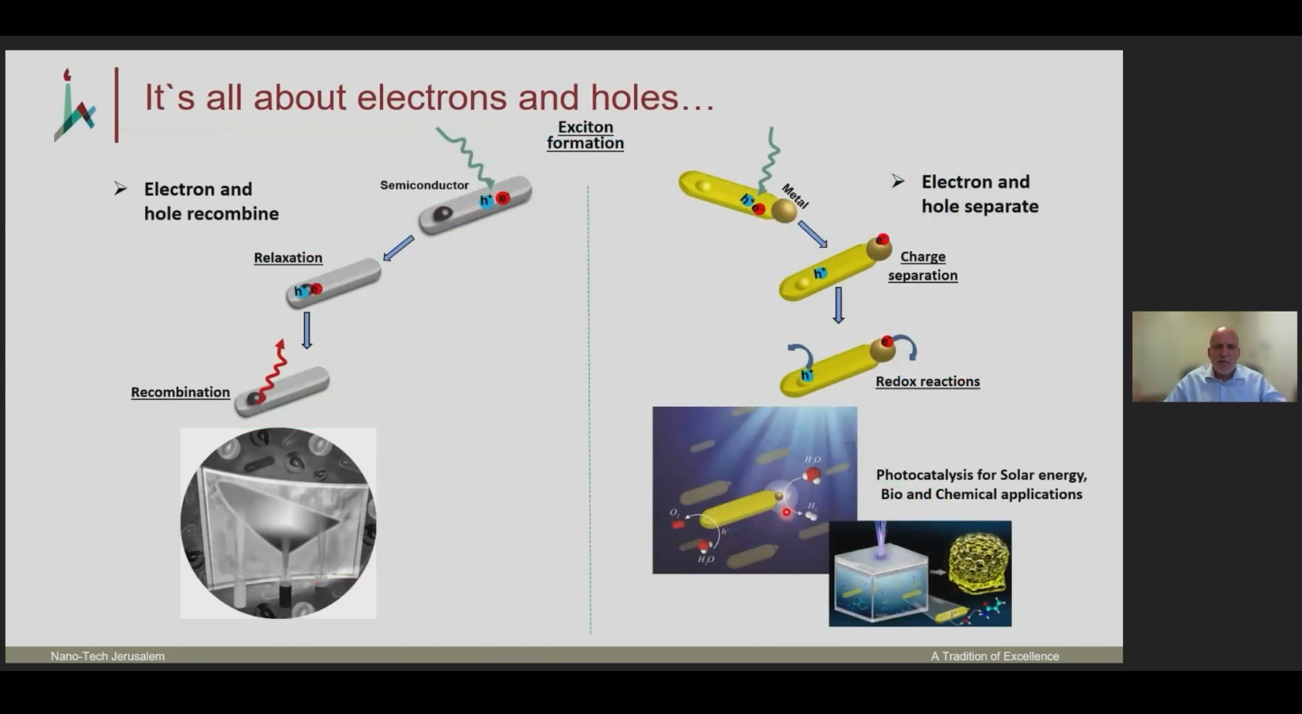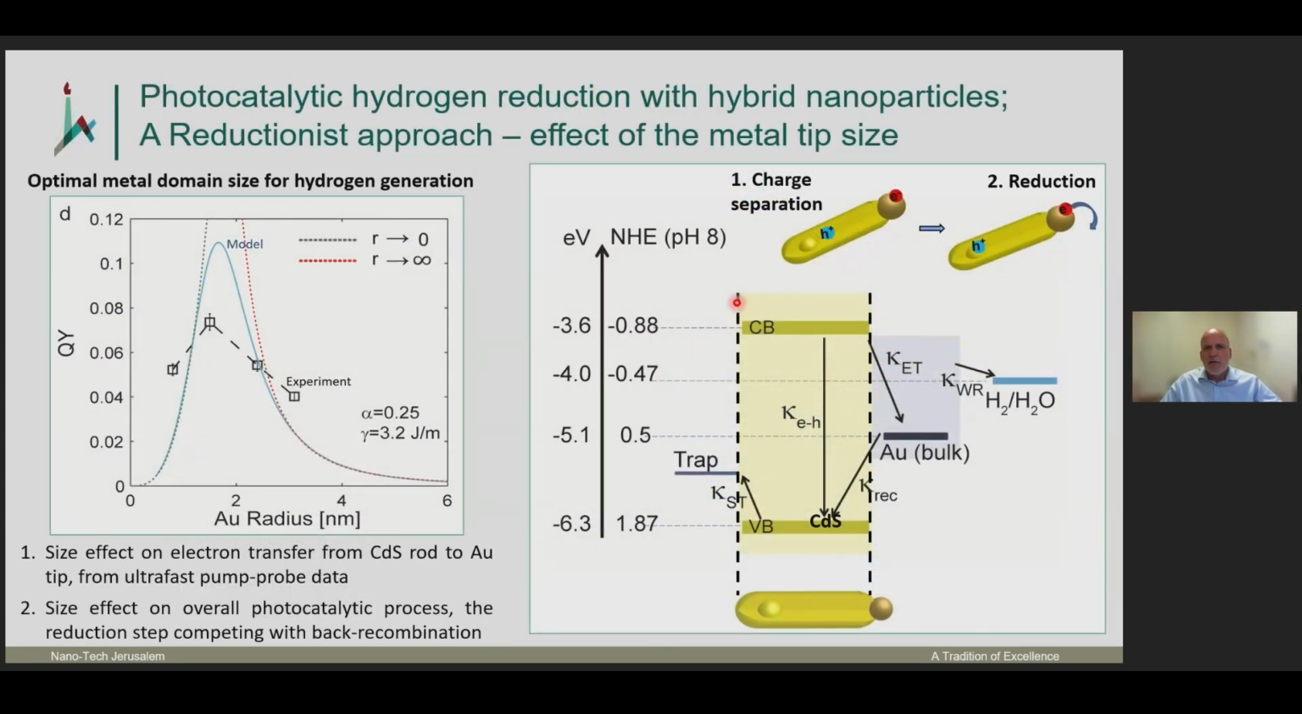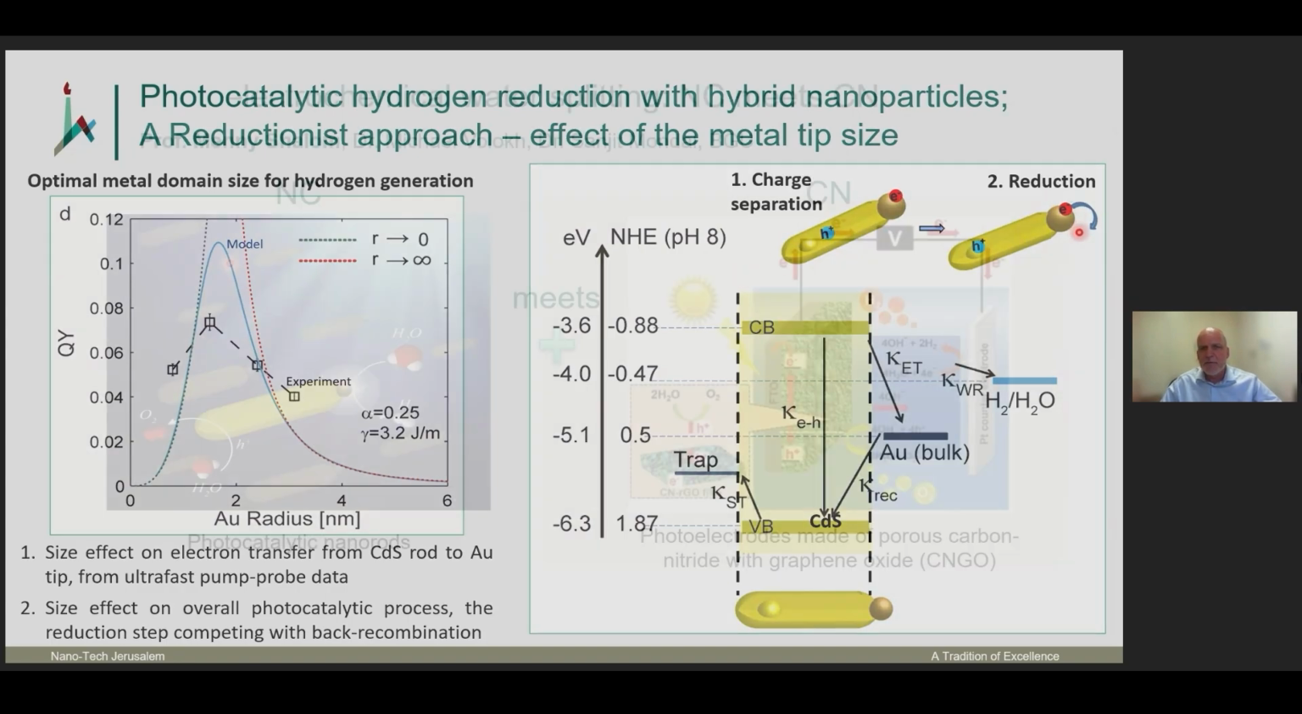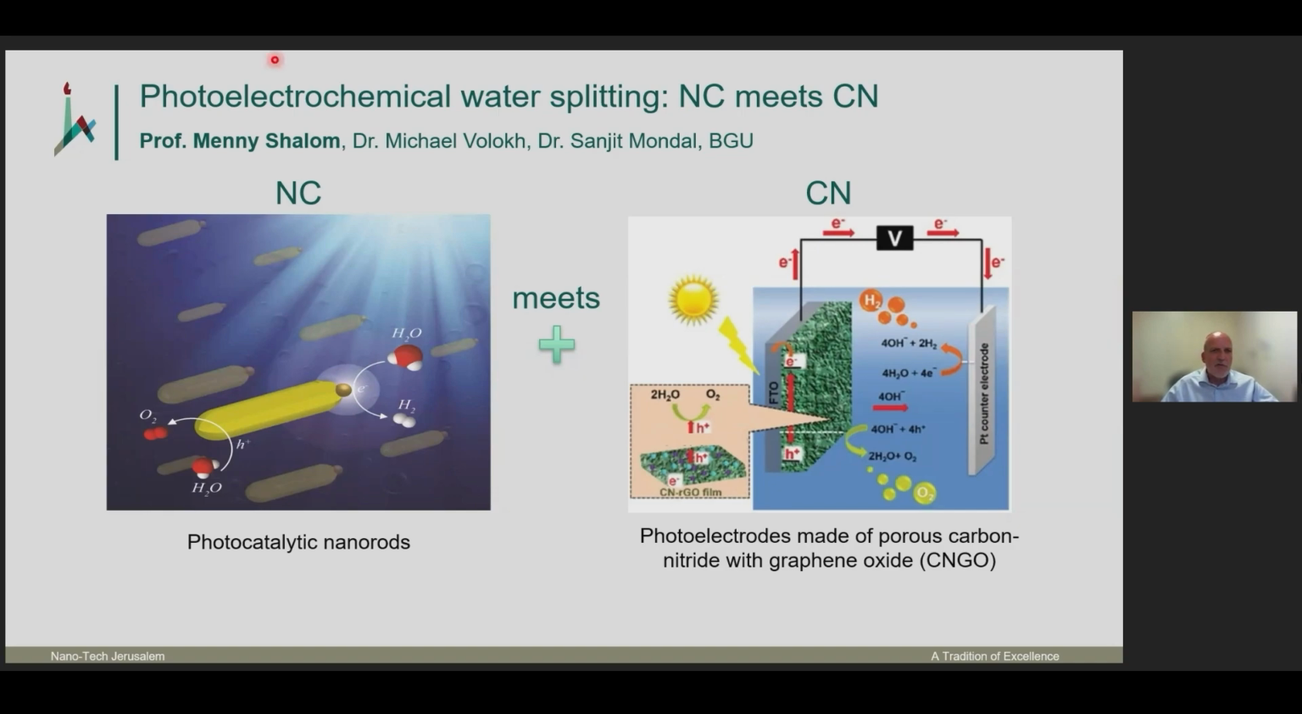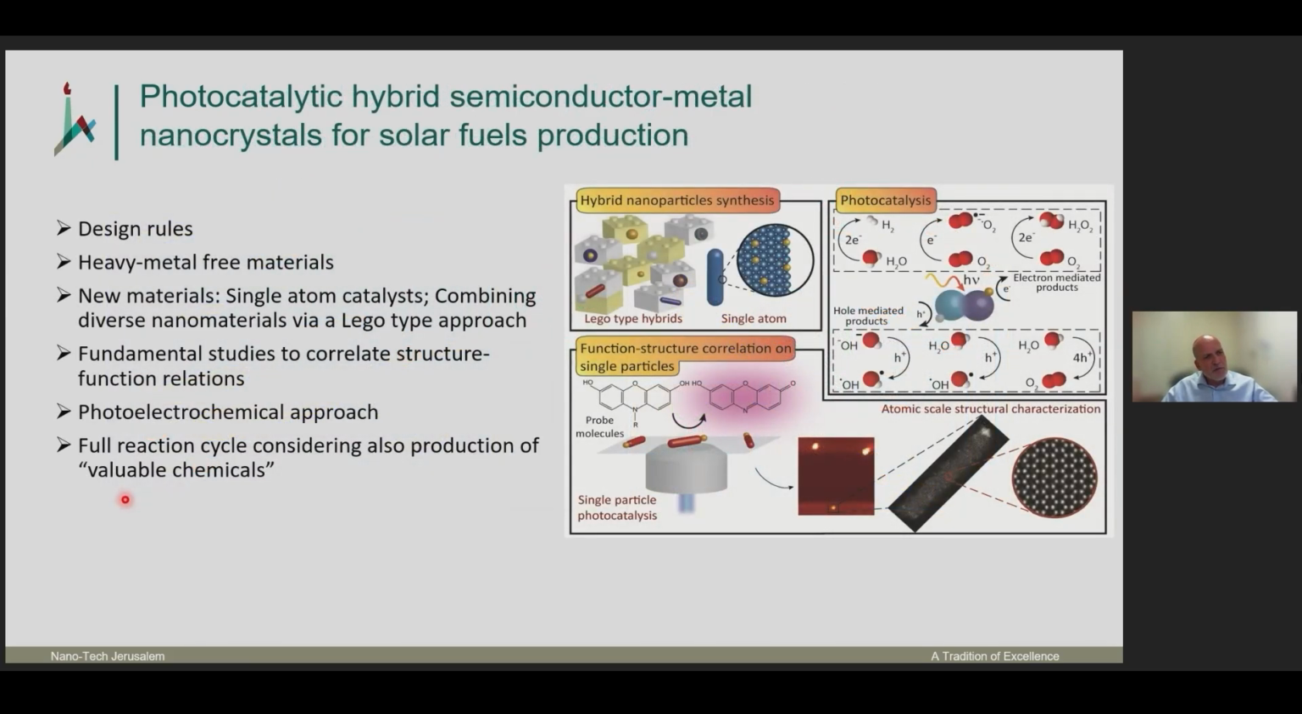The reactions I've been focusing on so far are mainly water splitting. And if you think about it, there are two steps in this type of process. First of all, the charge separation step, and then the reduction step. The merging of the nanocrystals with a photoelectrochemical cell is a point which we would like to explore. The idea of a full reaction cycle that can also consider production of valuable chemicals, and not necessarily water splitting, is another important direction.